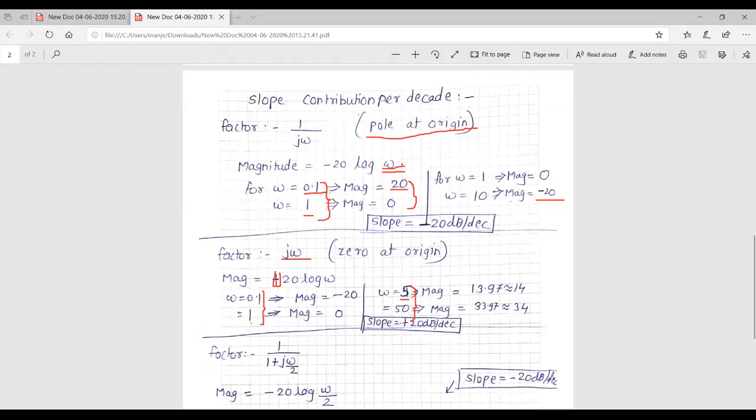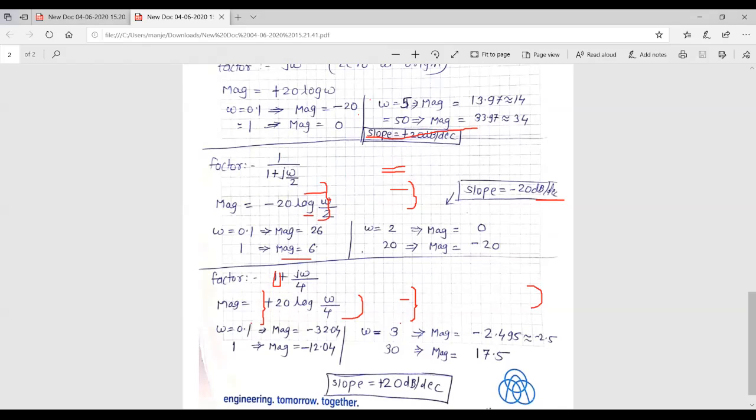So here the magnitude changed from minus 20 to 0. And here the magnitude changed from 14 to 34. So change is plus 20. Okay. So now the slope per decade is plus 20 dB per decade. Now, 2 more examples we will see.